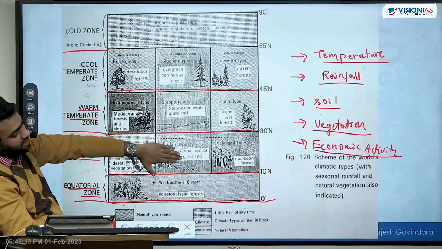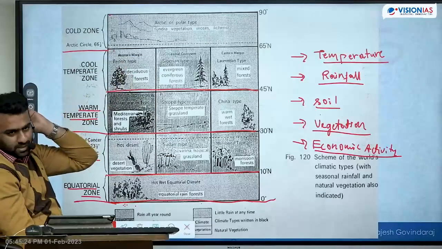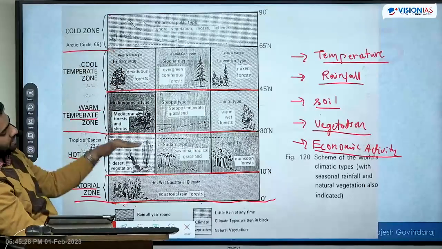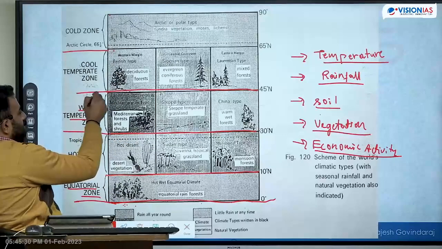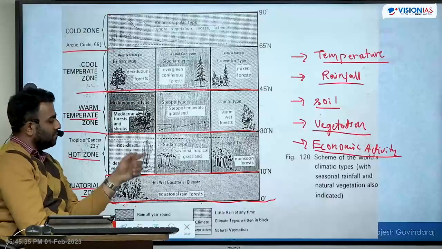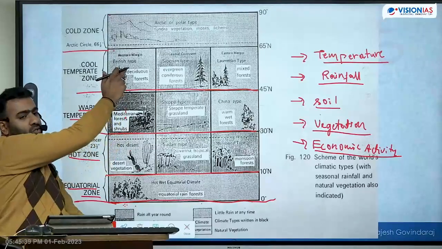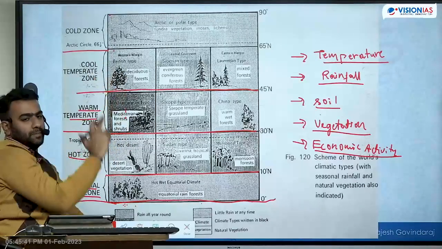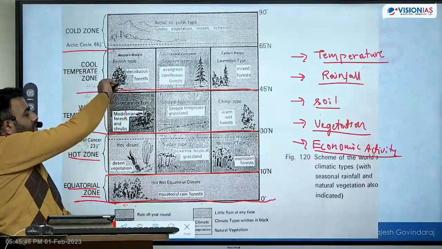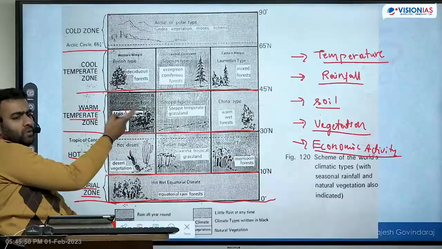And below that we have the hot zone. So in between there are moderate temperature zones. In that, warm temperate and cool temperate. 30 to 45 is warm temperate, 45 to 65 is cool temperate. Compared to this, it is cooler. You can see the decrease in temperature. So warm temperate is warmer than cool temperate. Hot zone is warmer than warm temperate. Simple.